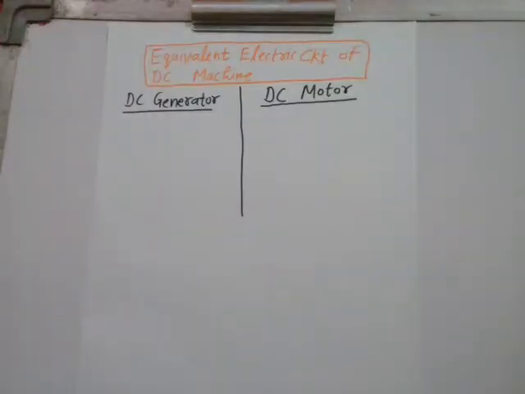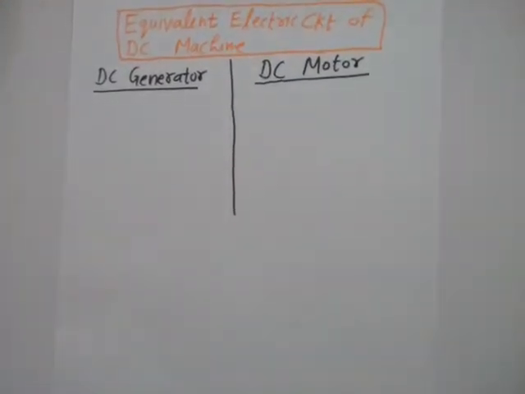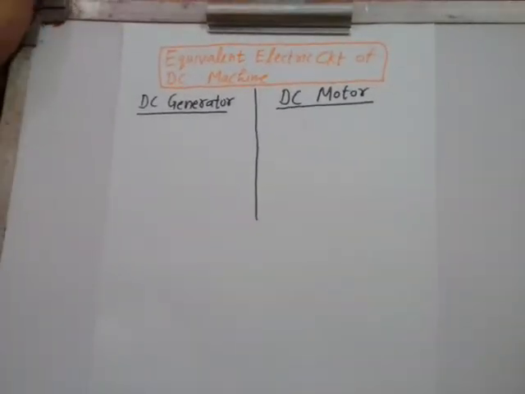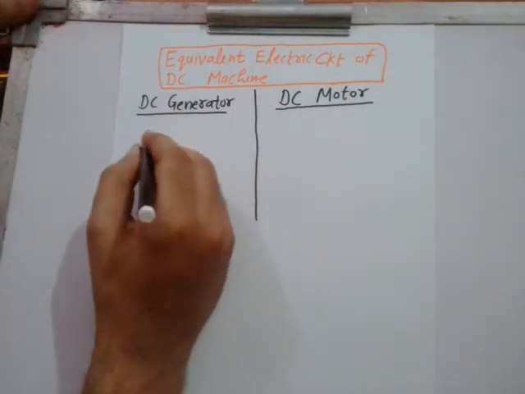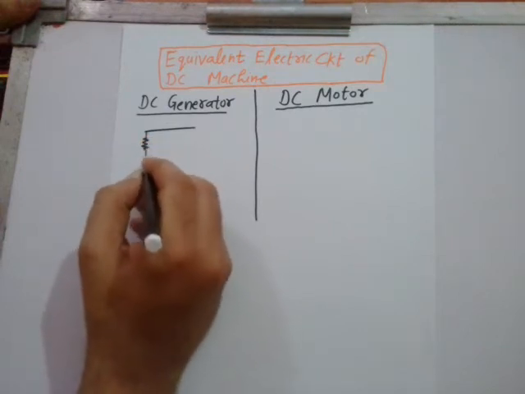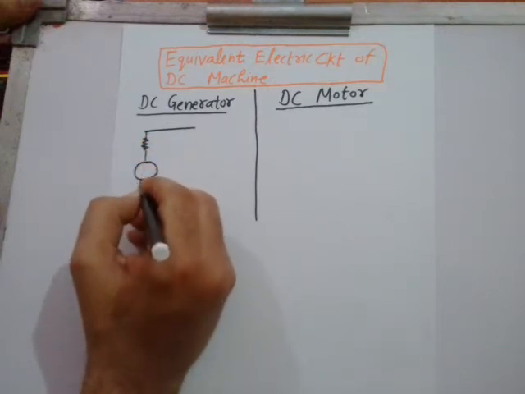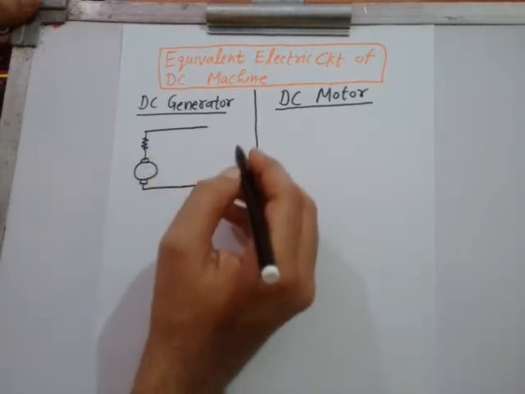Let me discuss the equivalent circuit of DC machines, the DC generator and the DC motor. So for the DC generator, let me draw the circuit diagram. This circle that you are seeing represents the armature of the DC generator.